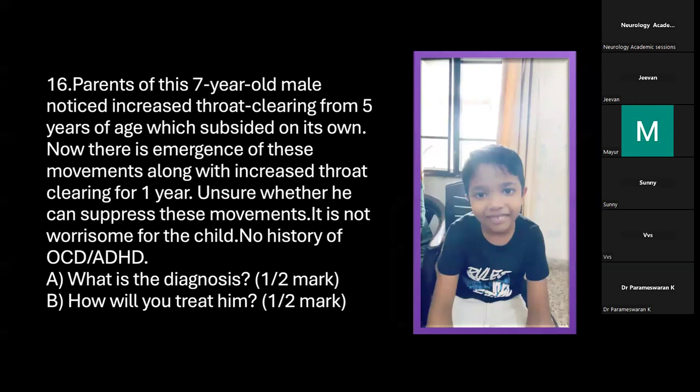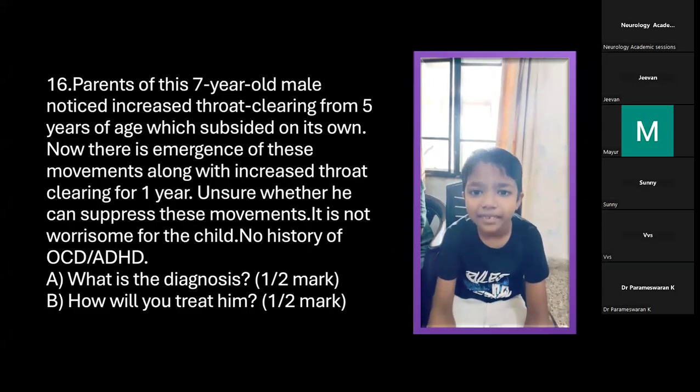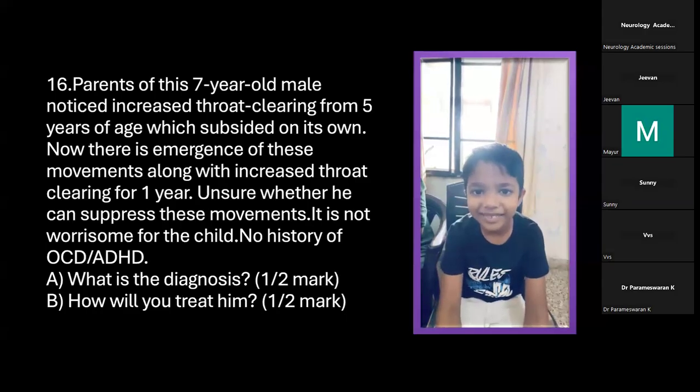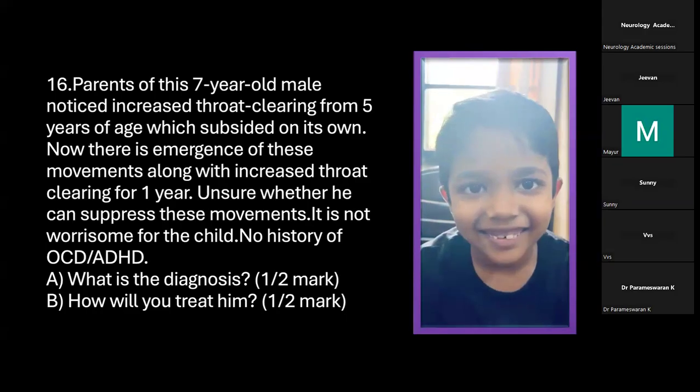Question number 16. Parents of this 7-year-old male child notice increased throat clearing episodes from 5 years of age, which subsided on its own. Now there is emergence of these movements as shown in the video for the past 1 year, along with increased throat clearing for the past 1 year. The parents are unsure whether he can suppress these movements. It is not worrisome for the child. There's no history of OCD or ADHD. What is the diagnosis and how will you treat it?